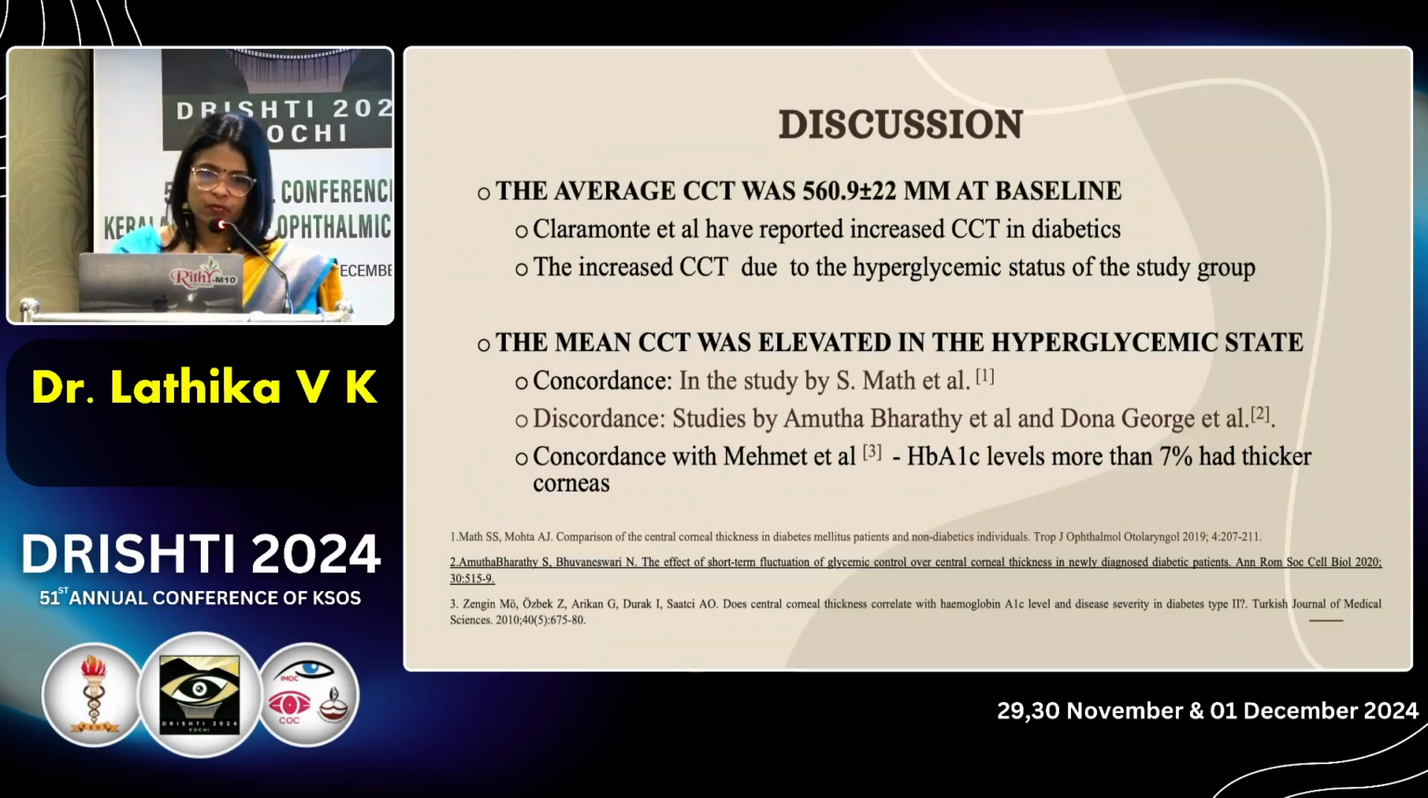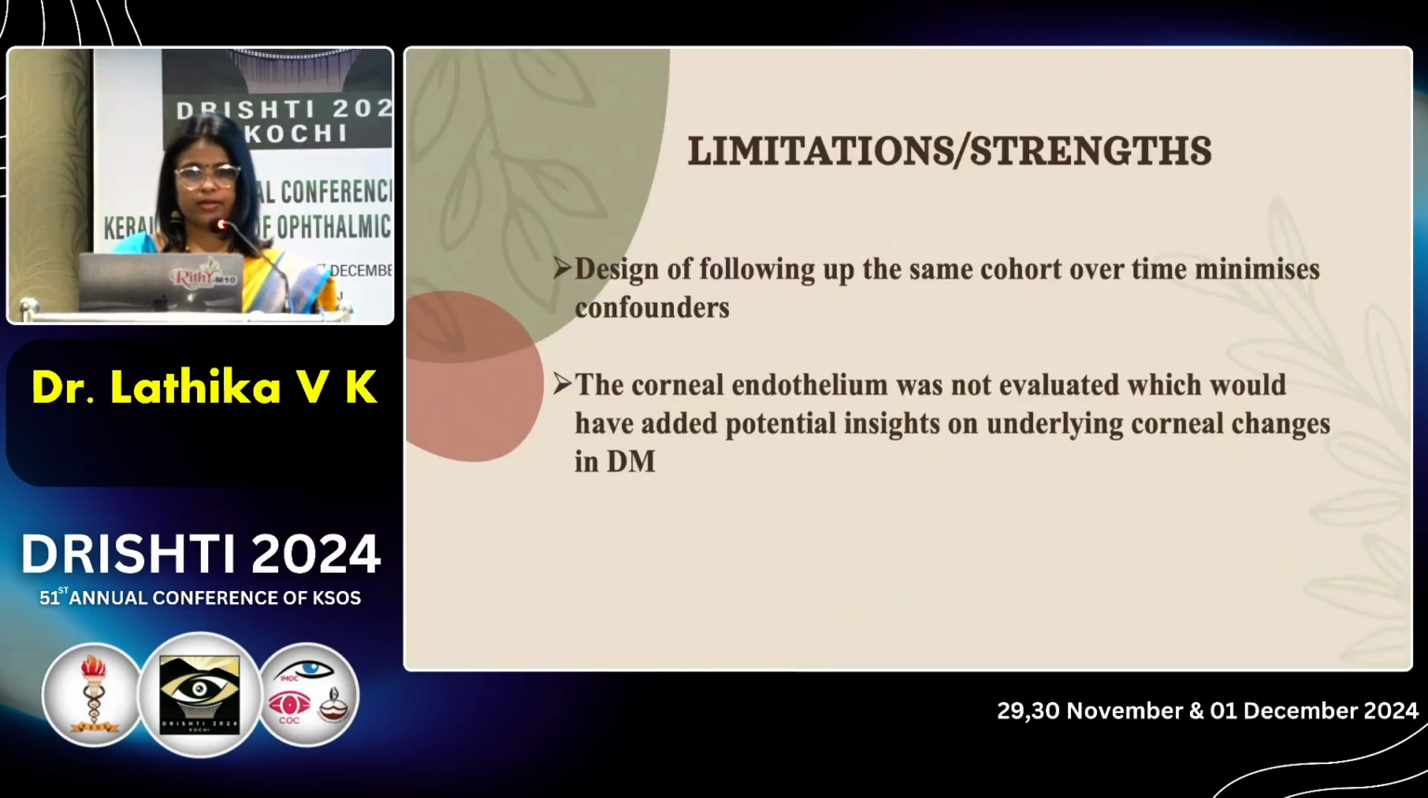So we have other studies which have come up with similar findings as ours, in the sense that the CCT has been found to be higher in hyperglycemic states and in diabetic populations. And there are some studies which are in discordance with us also. But the actual influence of FBS and PPBS and HbA1c has not been compared to each other.